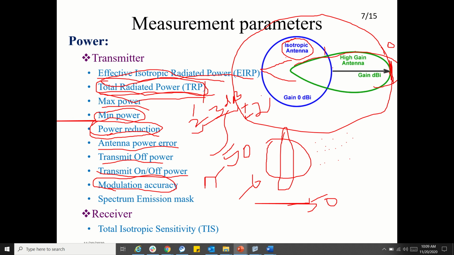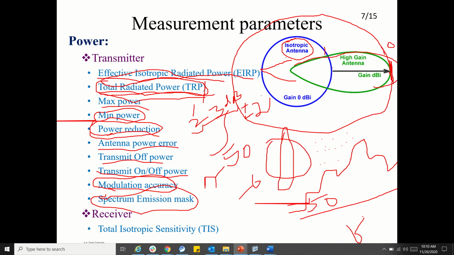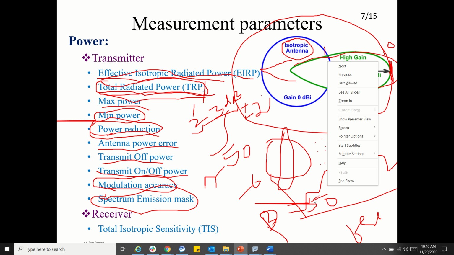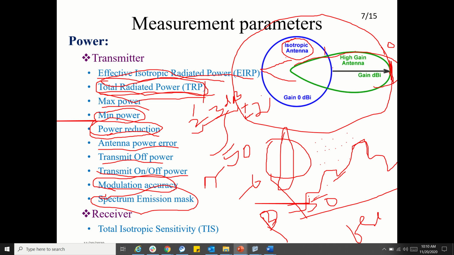Next is the spectrum emission mask. I think we have discussed it already. It's similar to the ACLR we have mentioned. There will be a mask. At each frequency, for example, the x-axis is frequency and the y-axis is power level. If you are measuring a 20 megahertz signal, or for example 60 megahertz, with 10 megahertz as your bandwidth, then the remaining 10 megahertz on this side and 10 megahertz on that side, or 25 megahertz this side and 25 megahertz that side, the emission should be within this limit, otherwise it will fail.